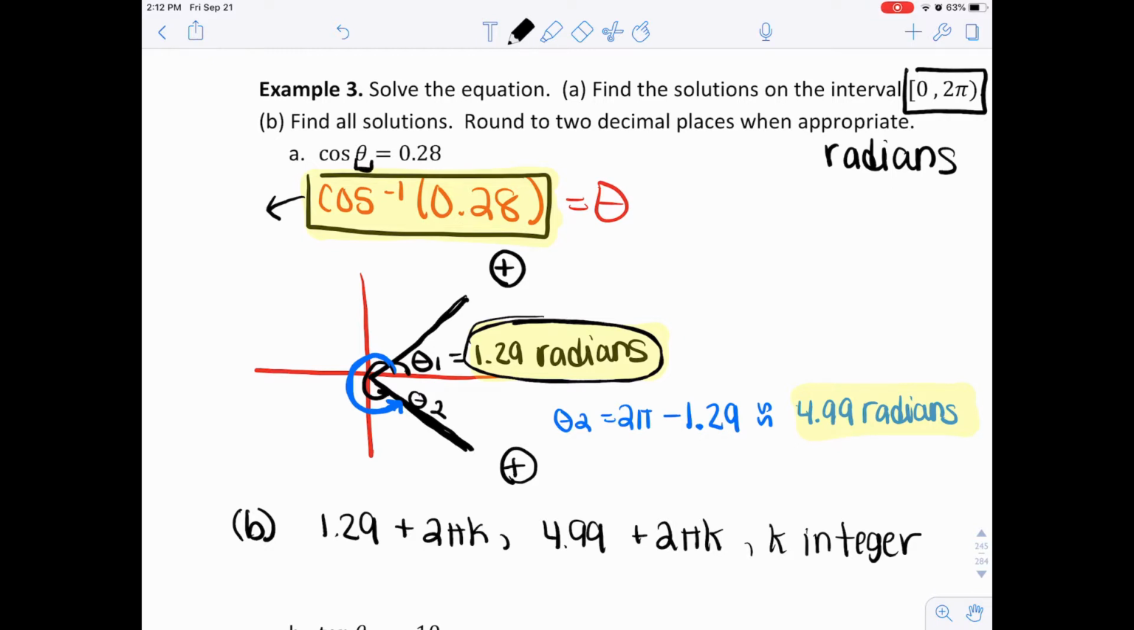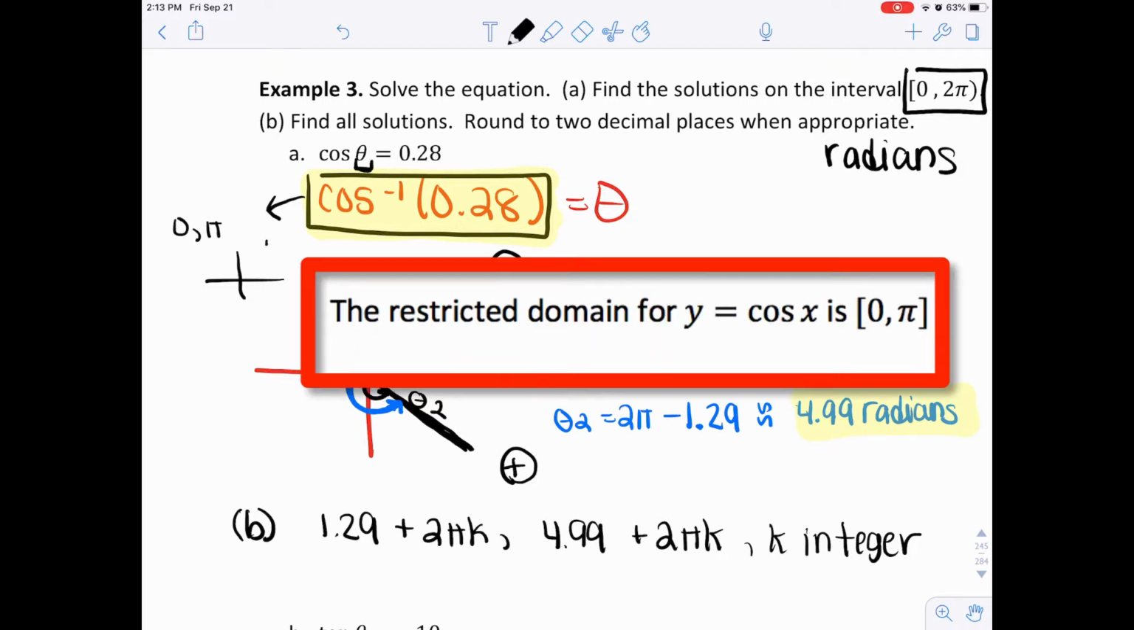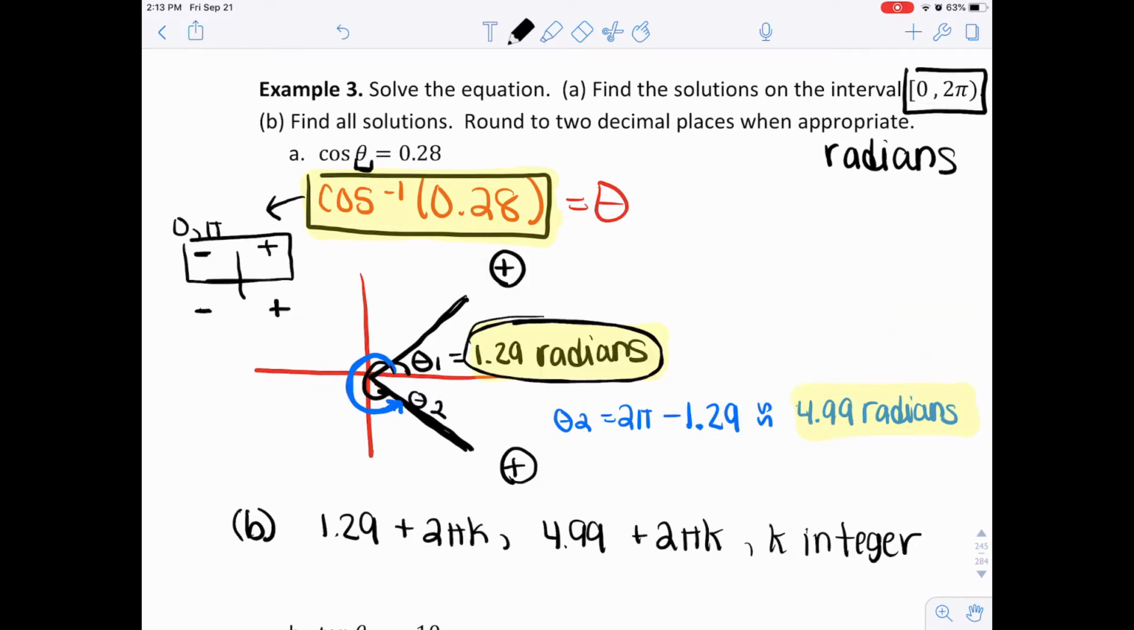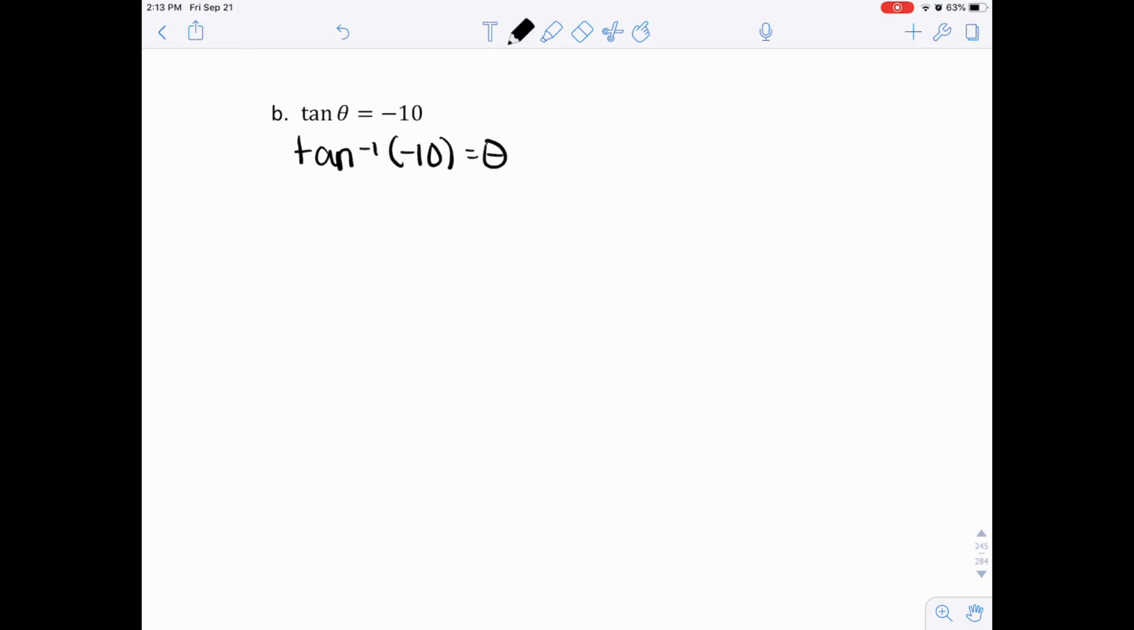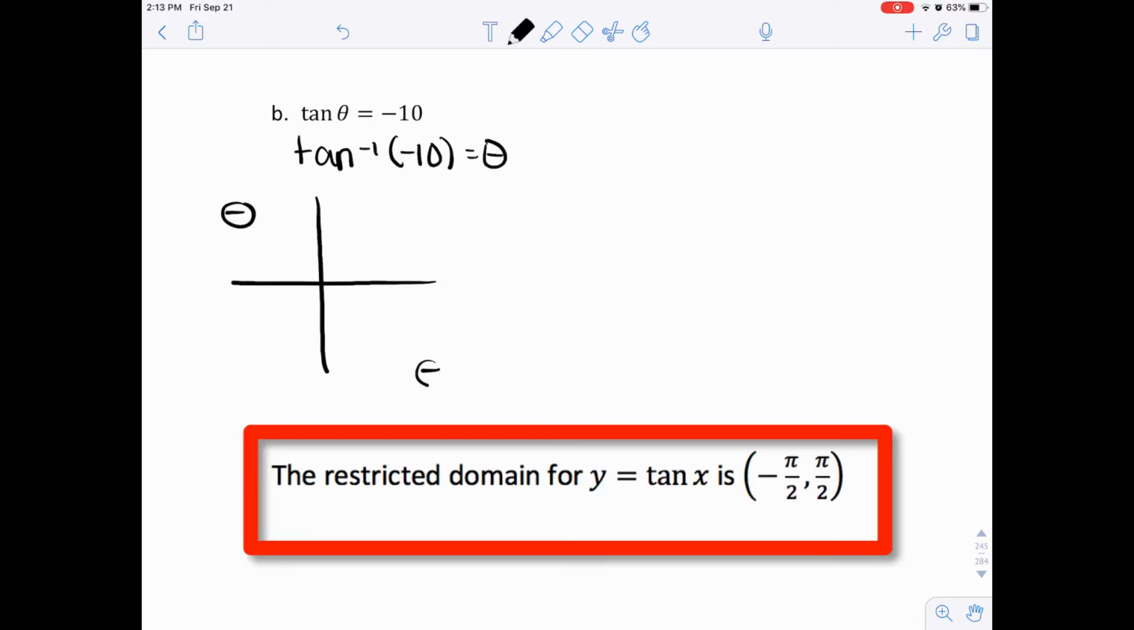And for the cosine function, well, actually for all of them, what that means is you want to select a domain that includes one positive quadrant and one negative quadrant. For the cosine, that means that the inverse function would be defined between 0 and pi. The restricted domain for tangent is a little bit different, even though it is negative in quadrant 2.